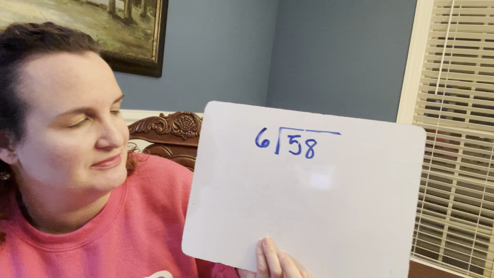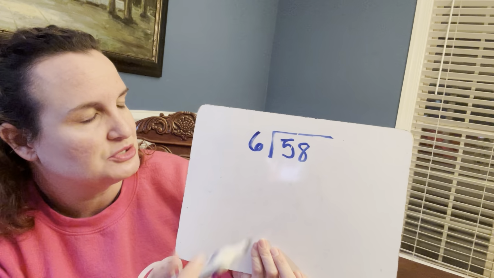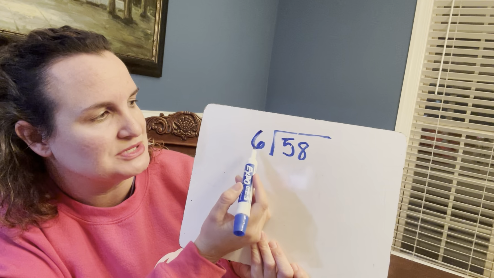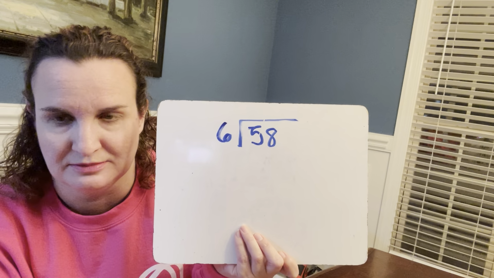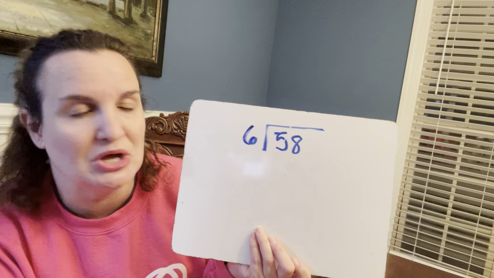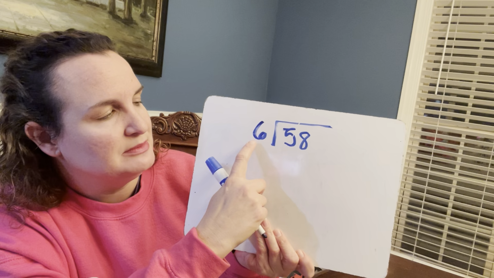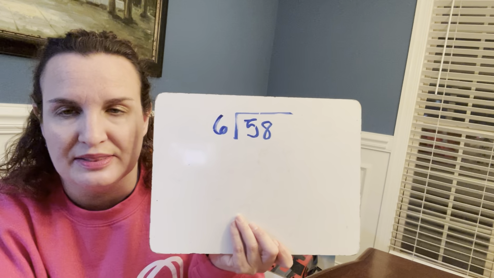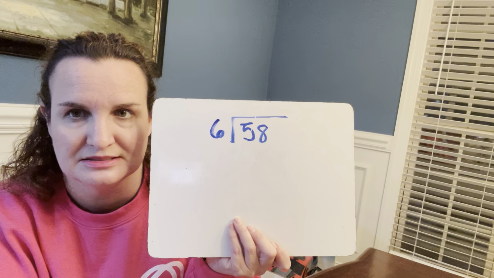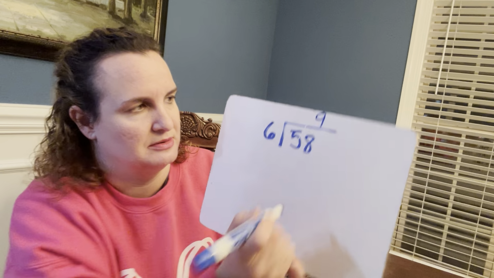Okay, so our problem of the day is going to be 58 divided by 6. So we want to say to ourselves, will 6 go into 58 evenly? And it won't go in. We can count by 6s and know that we will not land on 58, but we want to get as close as we can. So we can multiply 6 times what that will get us close to 58? 6 times 9, okay? So put your 9 up there.